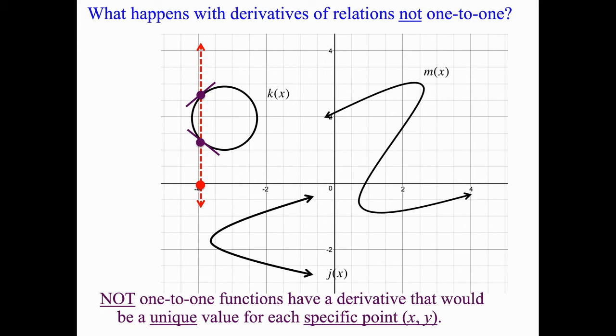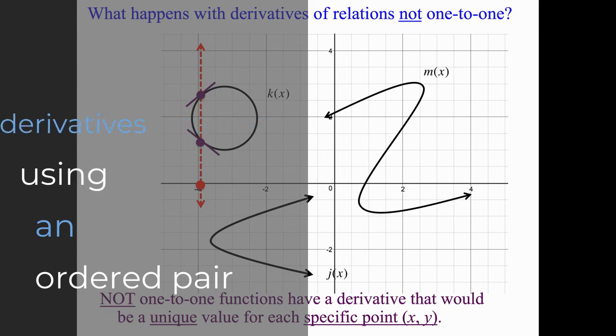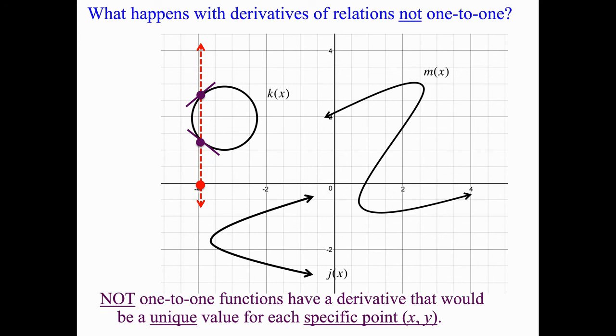So what this means is that when you go to evaluate a derivative of an implicit function, you must use an ordered pair. I'll say it again. In order to evaluate an implicit derivative, you must have an ordered pair. You cannot use just the x value. This is true for all of them. So let's look at j of x. If I pick that red dot that just popped up there and I draw a line through it, do you see how I'm going to get 2 different derivatives? Same thing's going to happen at m of x. There's my point I'm picking. Notice it touches 3 different times.